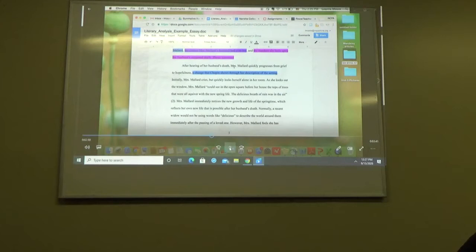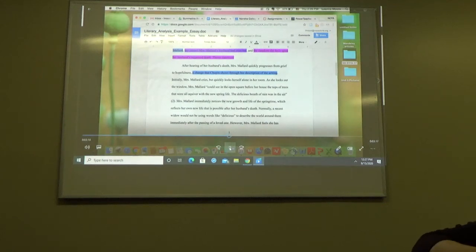After hearing of her husband's death, Mrs. Mallard quickly progresses from grief to hopefulness, a change that Chopin shows through her description of the setting. Initially, Mrs. Mallard cries, but quickly locks herself alone in her room. As she looks out the window, Mrs. Mallard could see in the open square before her house the tops of trees that were all aquiver with the new spring light. The delicious breath of rain was in the air.